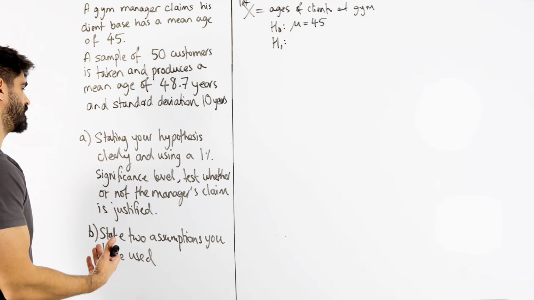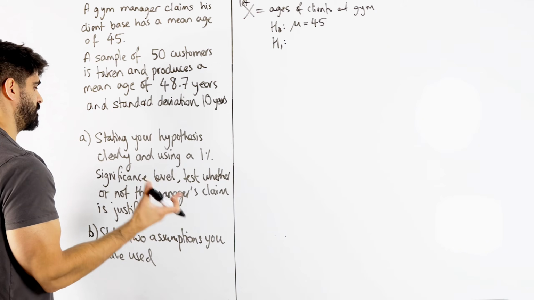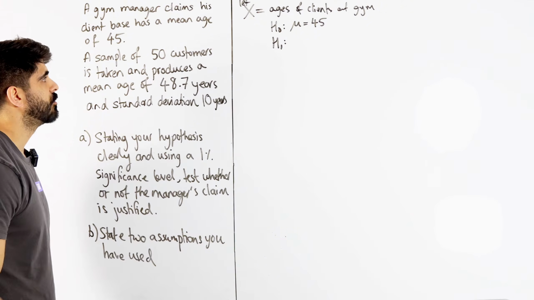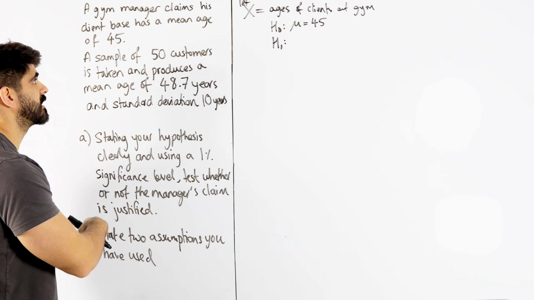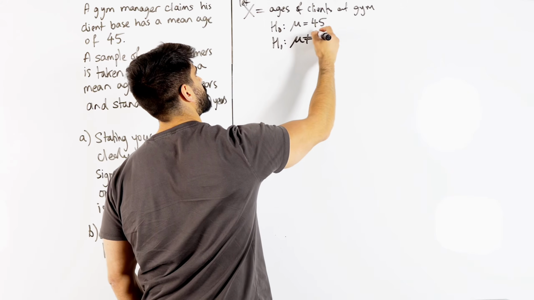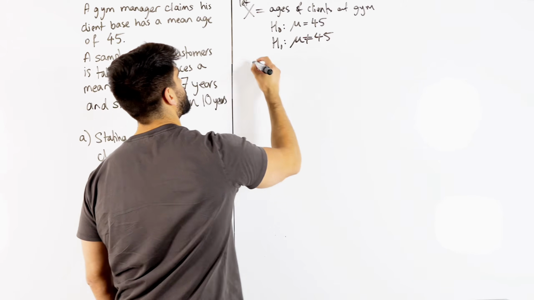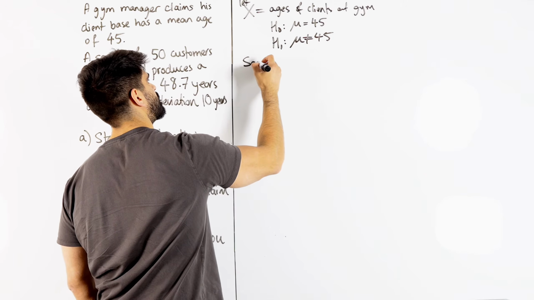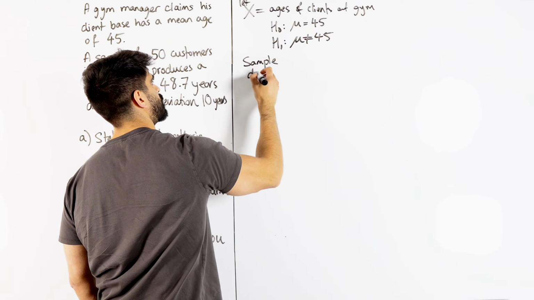Well, the alternative is we're just testing to see if the manager's claim is justified. We're not saying it's anything more, we're not saying it's anything less. We're testing if it's anything different from 45. And for that, we're going to look at the sample means. So the sample distribution.